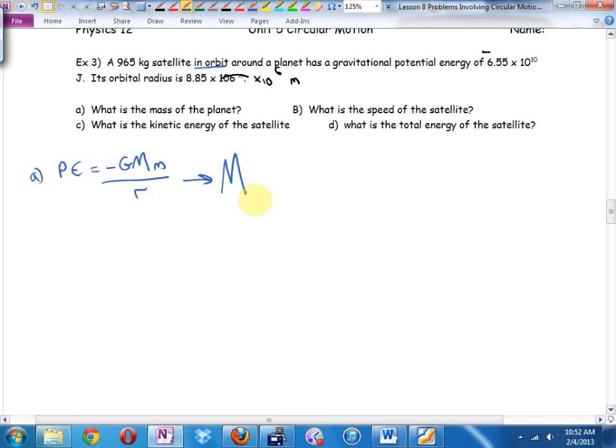I think mass of the planet. I'm going to times by R and divide by negative big G little m. Times by R, divide by negative big G little m. You know what? I'll just put the negative over there. I just know that.